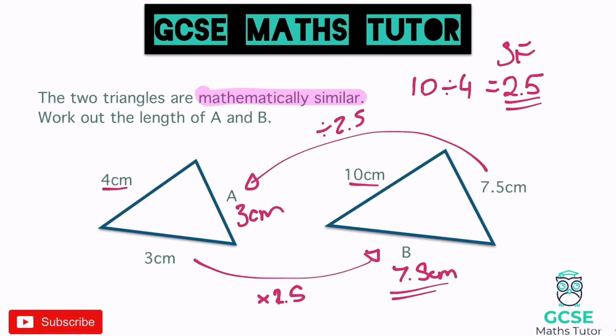Okay, so you just got to remember, divide from the big to the small one, and then multiply by that scale factor to go from the small to the big one. But it's all about identifying that scale factor that we did up here, that 2.5.